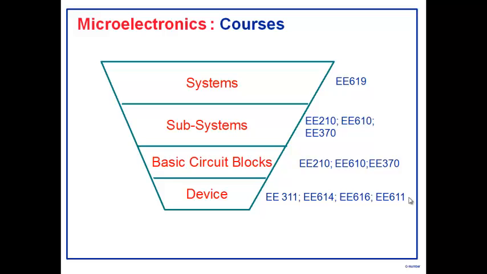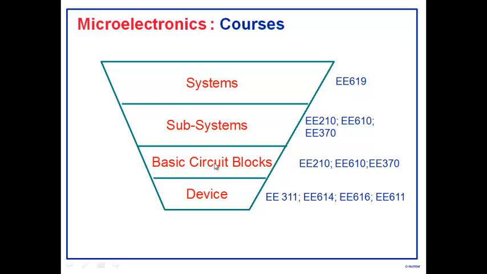And as you go through your stay here, you'll find what these courses are all about. So we have a set of courses which address microelectronics at the device level. Then we have a set of courses which address microelectronics at the basic circuit blocks. EE210 is one example, which deals with circuit blocks of analog systems here. EE610 is an advanced level of EE210. And 370 is another course that you'll do next year, which deals with digital building blocks.